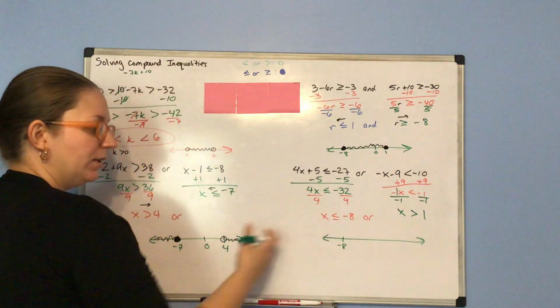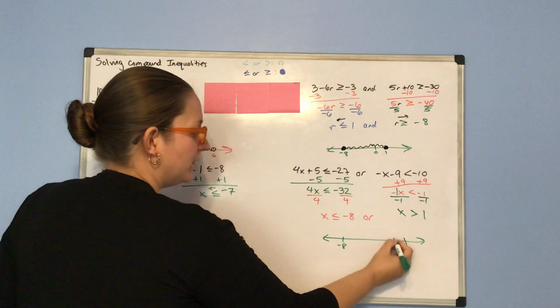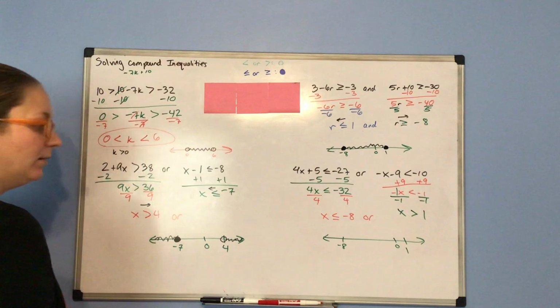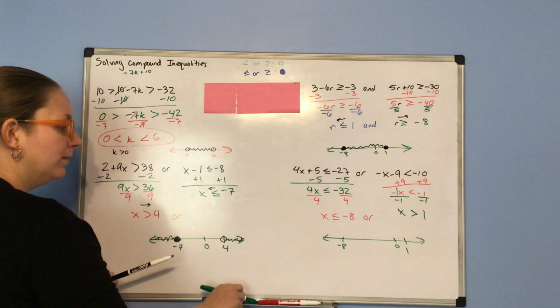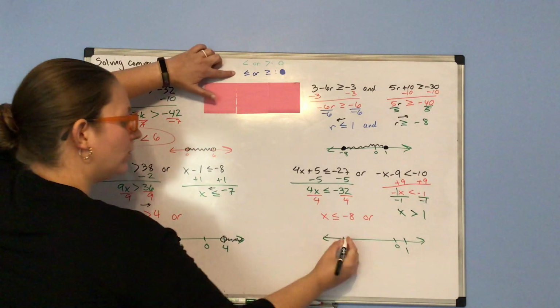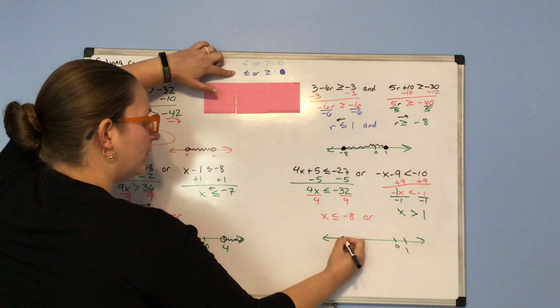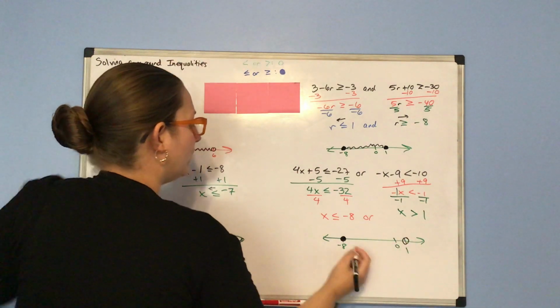Negative 8 is a negative number. It needs to be on this side. Positive 1 is a positive number. 0 would be in between, sort of like that. I think it's helpful to know where 0 is. Let's talk about circles. We have a less than or equal to, so a closed circle on negative 8. We have a regular greater than on 1, so open circle.